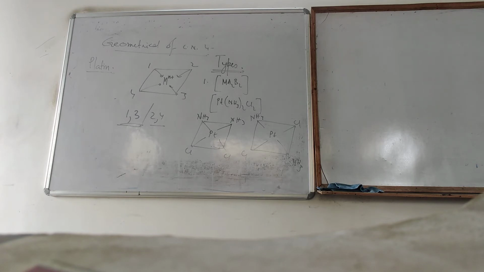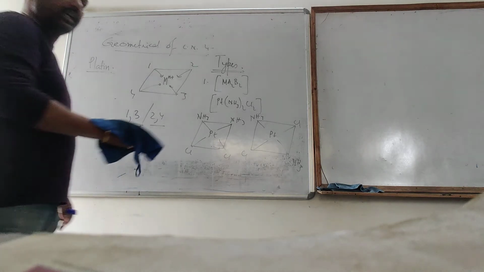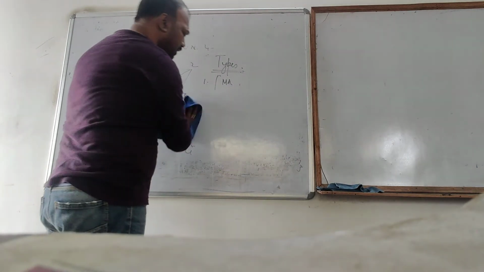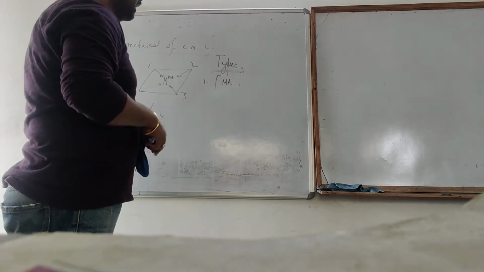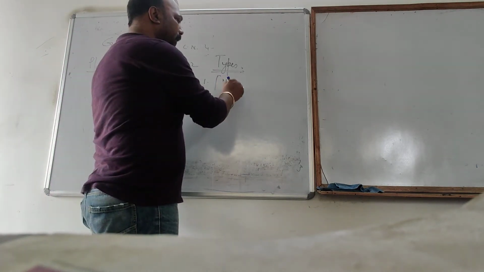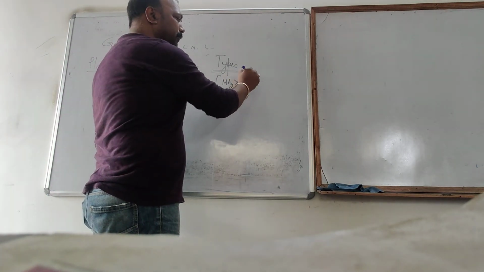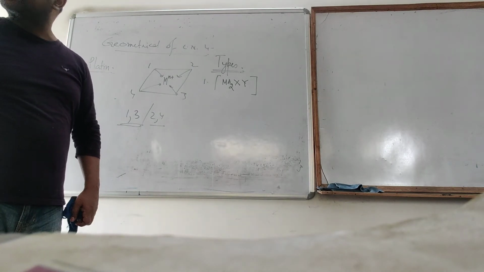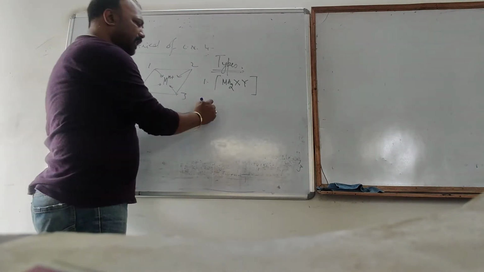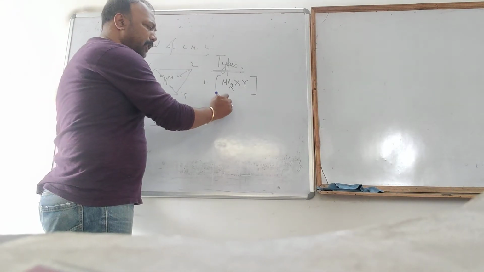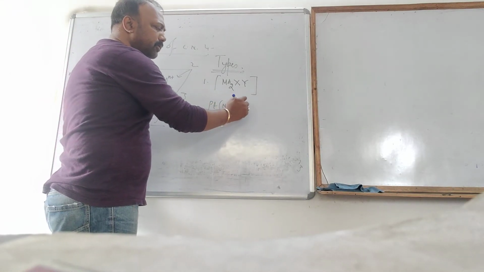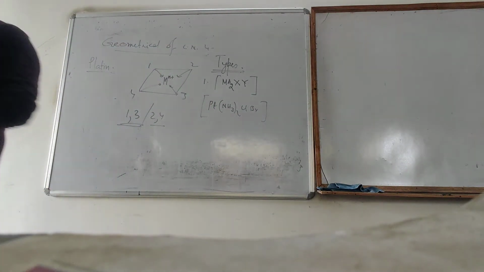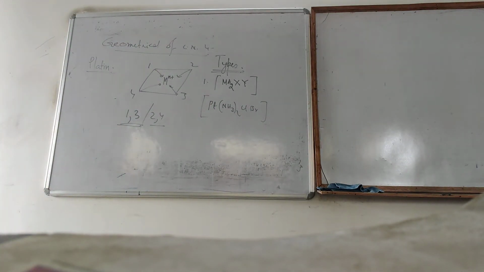Okay, so that is the first type. The second type, I am writing it like this, suppose the second type is M A2XY. For example, suppose again I am writing Pt(NH3)2ClBr. Can I write it? Did you understand?